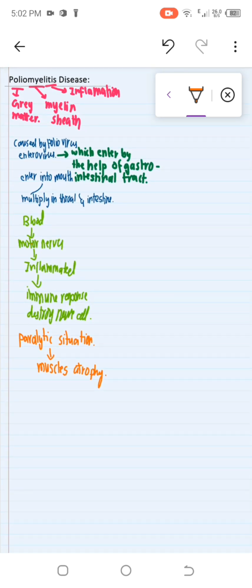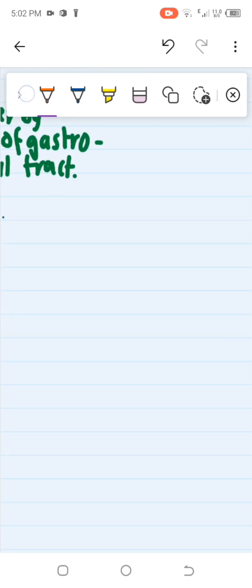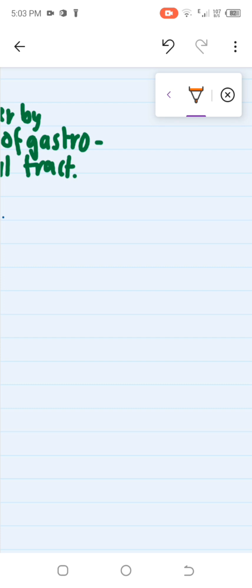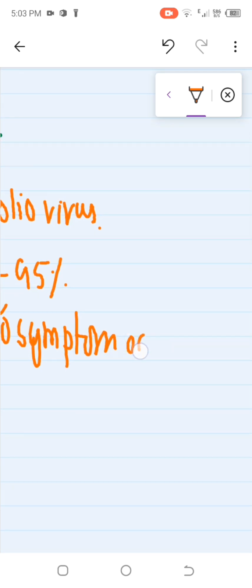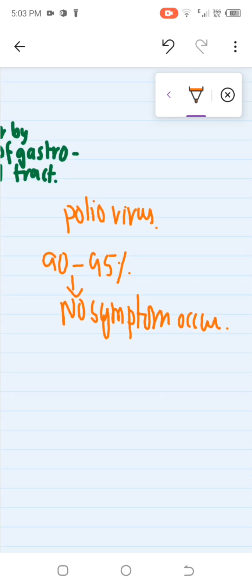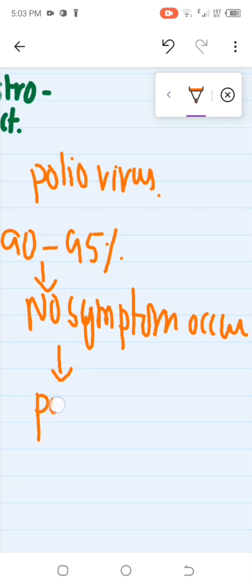Okay. Now let's discuss how this inflammation takes place. Suppose the inflammation takes place by a chemical effect and then an immune response is generated. So here we have poliovirus. Mostly, about 90 to 95% of poliovirus infections do not show symptoms, because the person possesses a strong immune system.